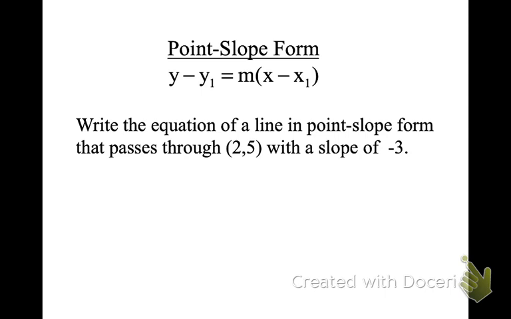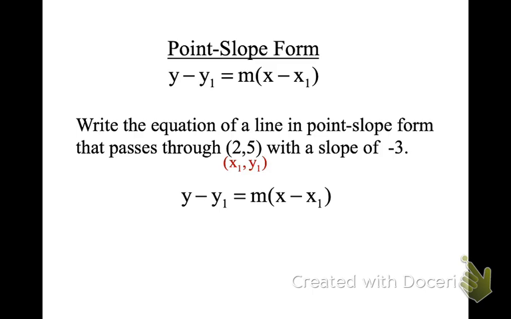So what is the point slope form of a line? Go, Gideon. Give me the formula. Y minus y1 is m times the quantity of x minus x1. Okay, so now all I have to do is remember this (2, 5) is the first point, x1, y1. So I substitute that in.